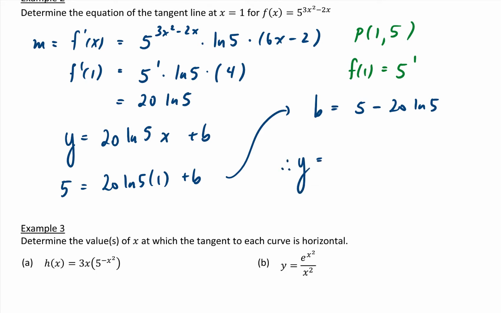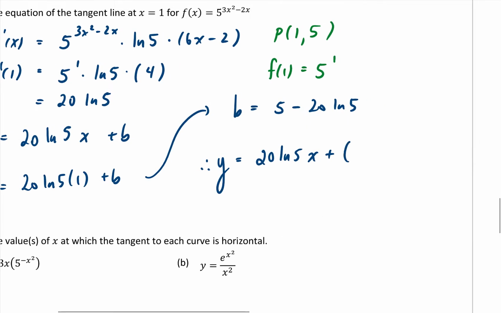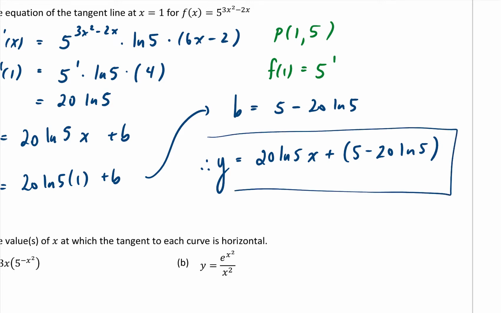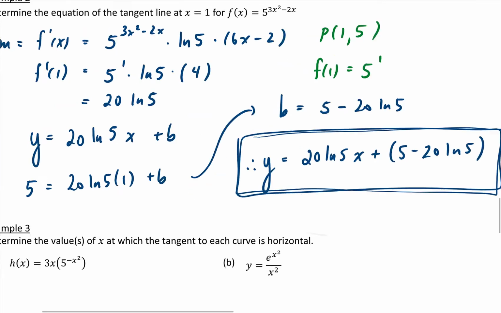So y equals 20 times the natural logarithm of 5, x, plus our b value. And our b value is 5 minus 20 natural logarithm of 5. And we're done. Notice I did not need a calculator. I just kept everything exact.